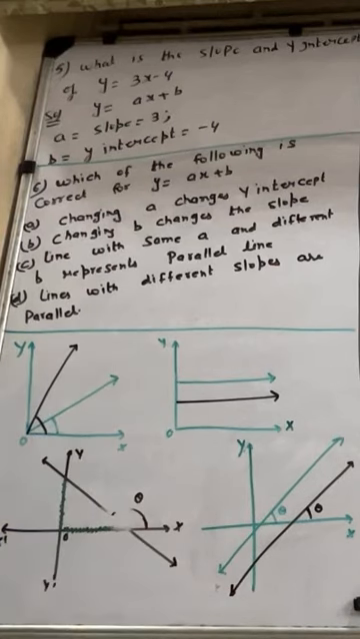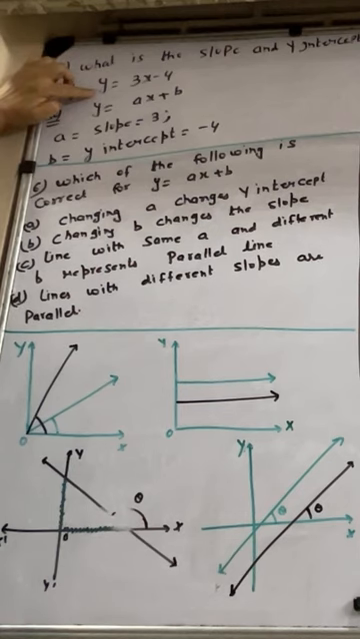Of lesson 2. What is the question? What is the slope and y-intercept of the line y equals 3x minus 4, right? You know what the meaning of slope is? The inclination from the x-axis is known as slope.